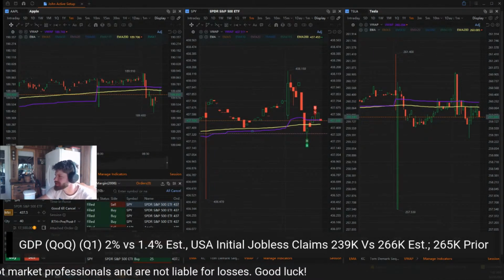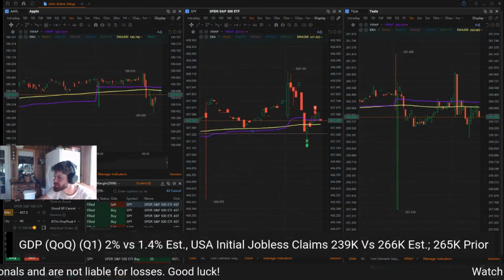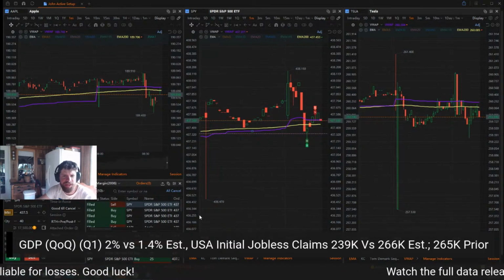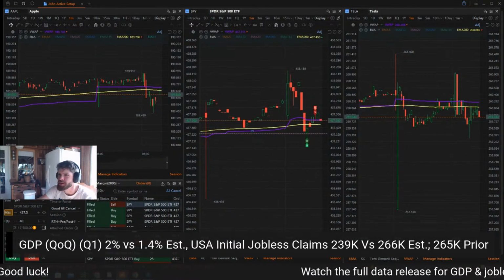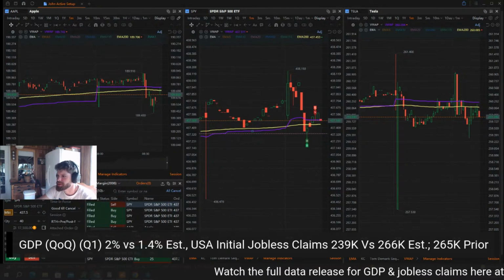So we did get a nice little bounce up here. Let me see what size I'm holding left. I have 35 shares left. Okay, I'll let the rest ride. I think that's a good little dip, so I'll let the rest ride. We'll be okay.